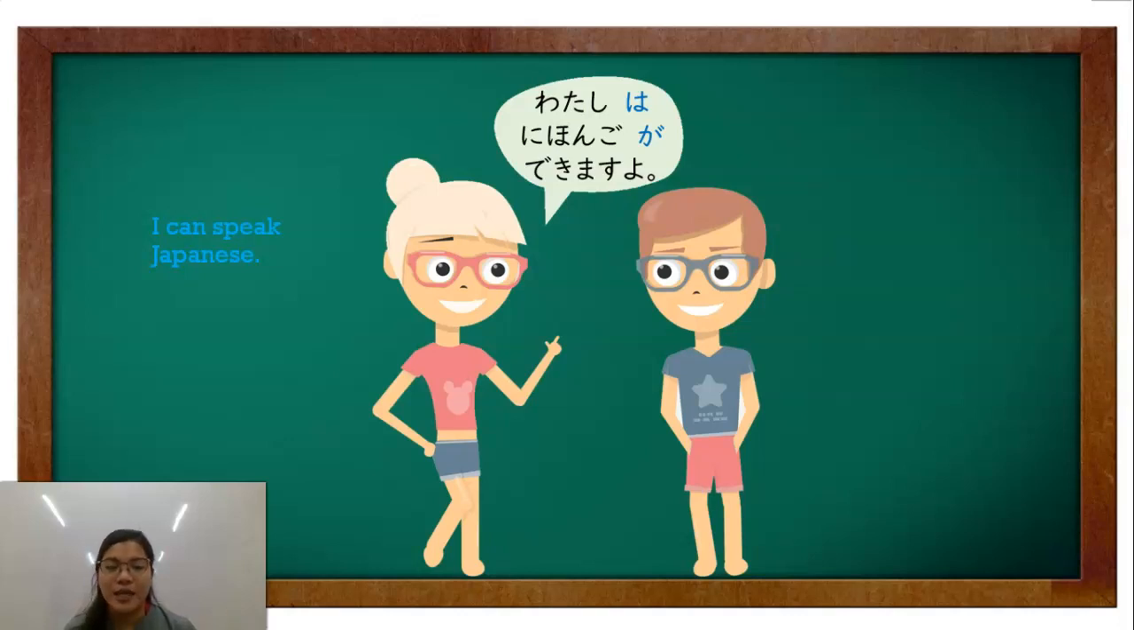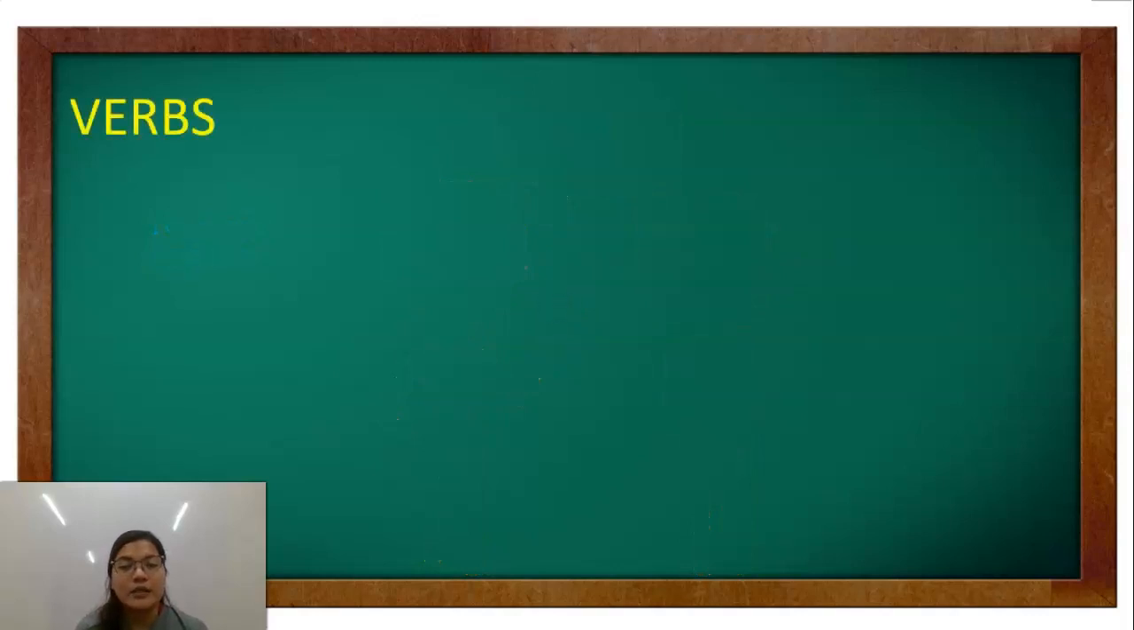So that is what the sentence means. Watashi wa nihongo ga dekimasu yo. Dekimasu is kaya mo, you can do. Okay? So kung anong kaya mo, yun yung nasa unahan ng particle ga, nihongo. So, kaya kong mag-Japanese. Next is the verbs.